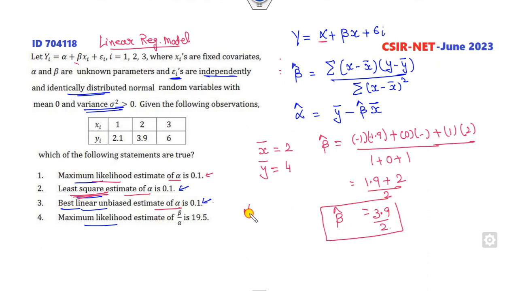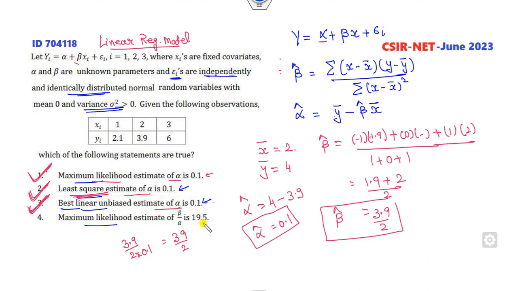Now you can find the value of alpha cap. Alpha cap is y bar, which is 4, minus beta cap into 2, which is 3.9. So the answer is 0.1. So the MLE estimator of this is my correct option. Once this is correct, by the tips, this is also correct. How can you find beta upon alpha? Beta is 3.9 over 2, alpha is 0.1. So I can write it as 39 over 2, that is nothing but 19.5, which is also the correct answer of this problem. So 1, 2, 3, 4 all are correct answers of this problem.